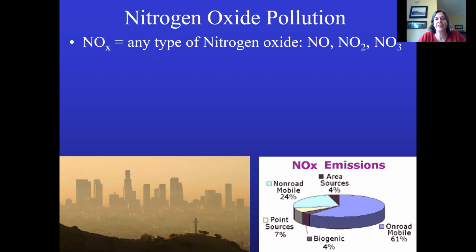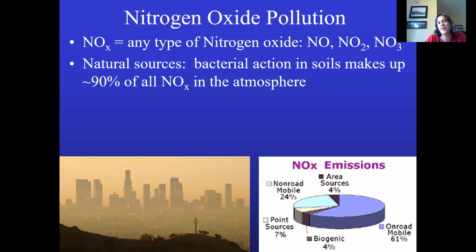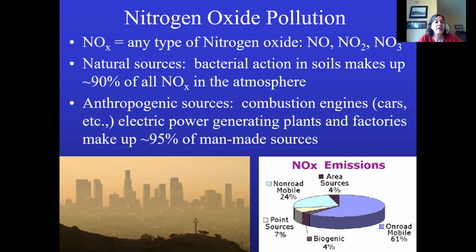We're going to start with nitrogen pollution. There are different kinds of nitrogen oxides, NO, NO2, and NO3. So NOx can stand for any of those. The natural sources, bacterial action in soils, make up 90% of all that nitrogen in the atmosphere. So what are our anthropogenic sources? Combustion engines. And you might be like, wait a minute, we're not burning nitrogen in our cars, but we'll look at this on the next slide as to why combustion engines put so much nitrogen into the atmosphere. And then anything that's going to combust fuels is actually going to put nitrogen in the atmosphere. So any kind of electric power generating plants and factories that are combusting things for fuel.